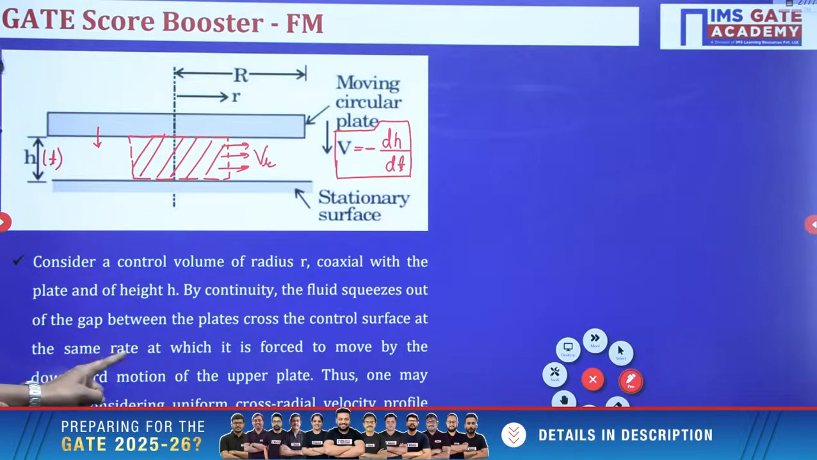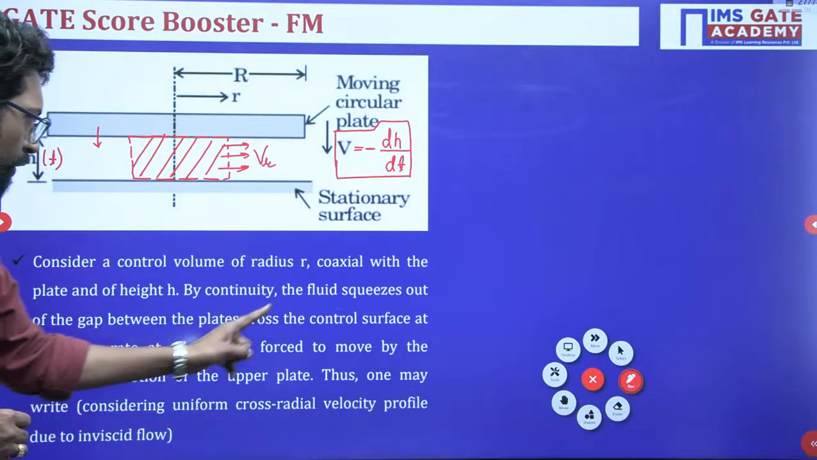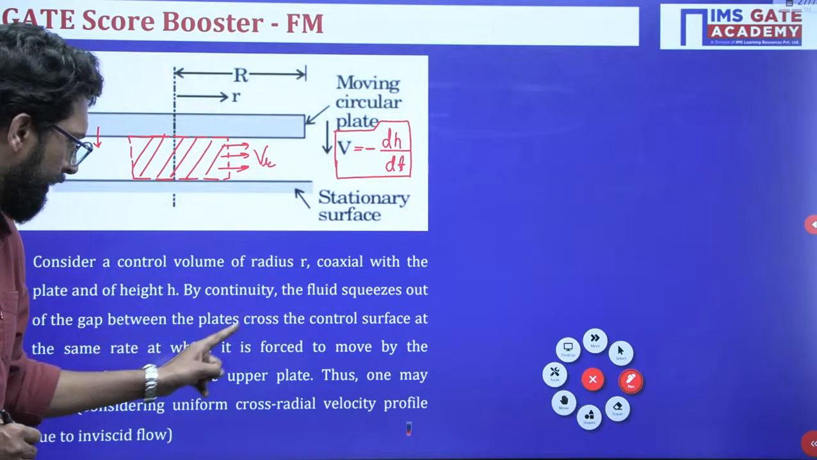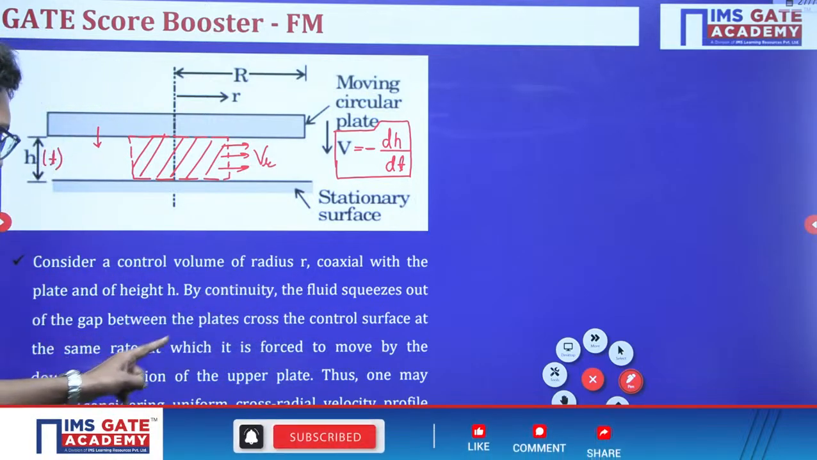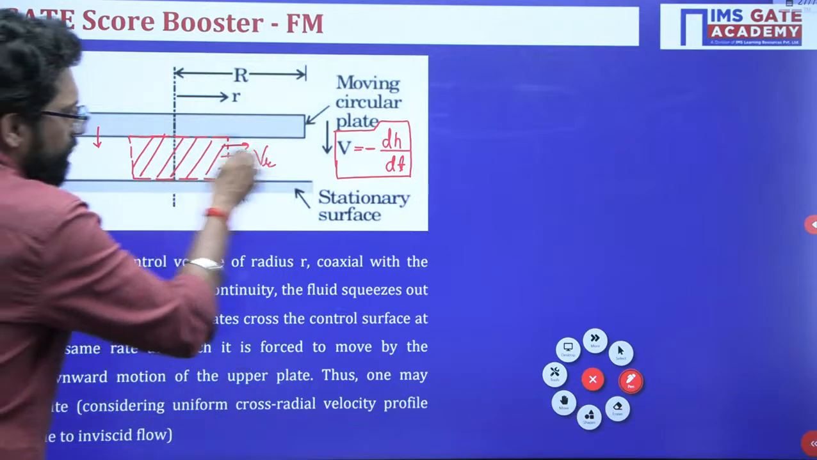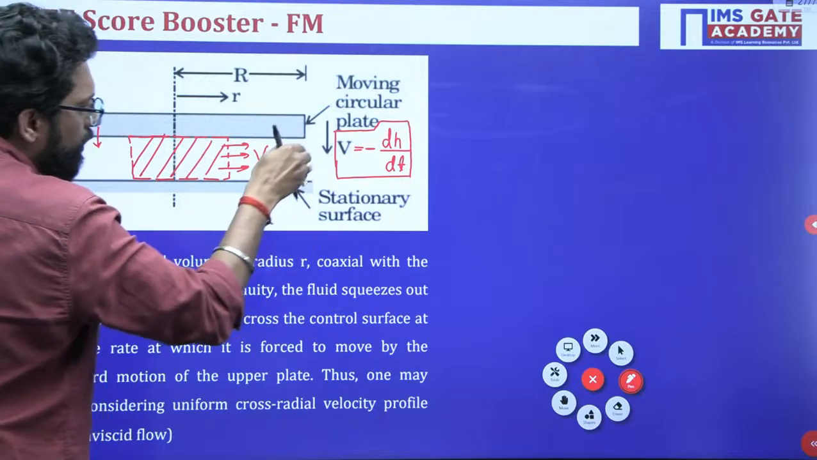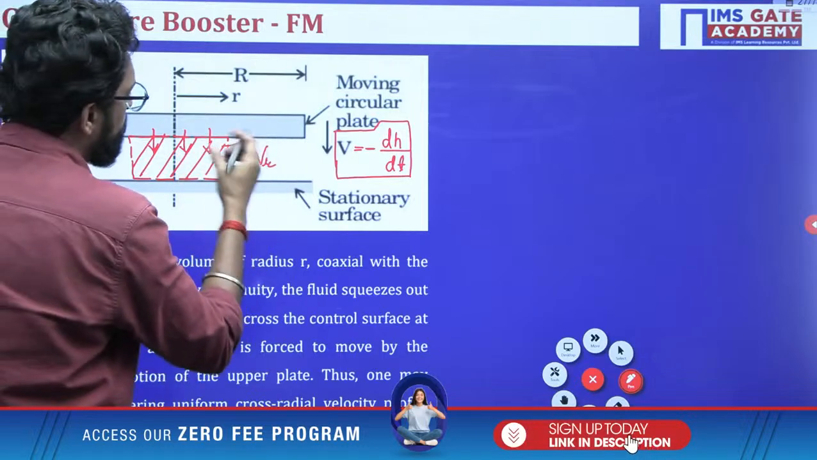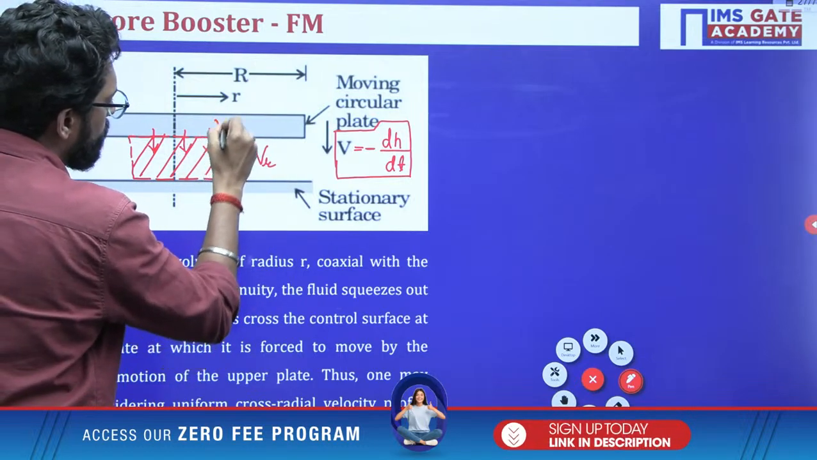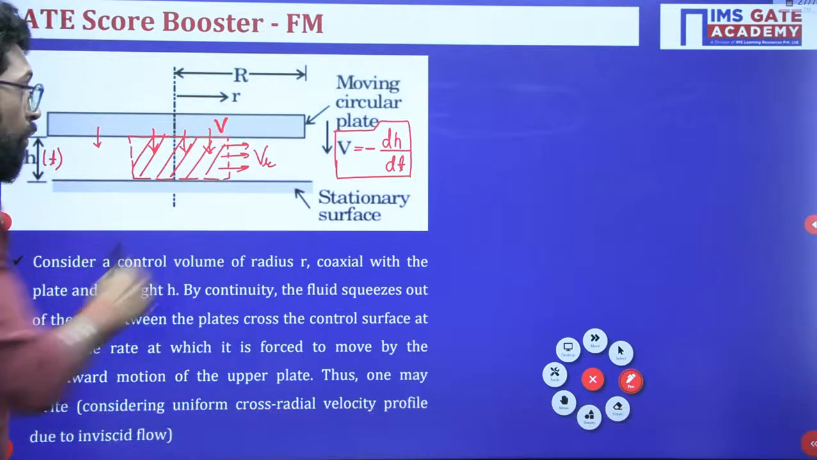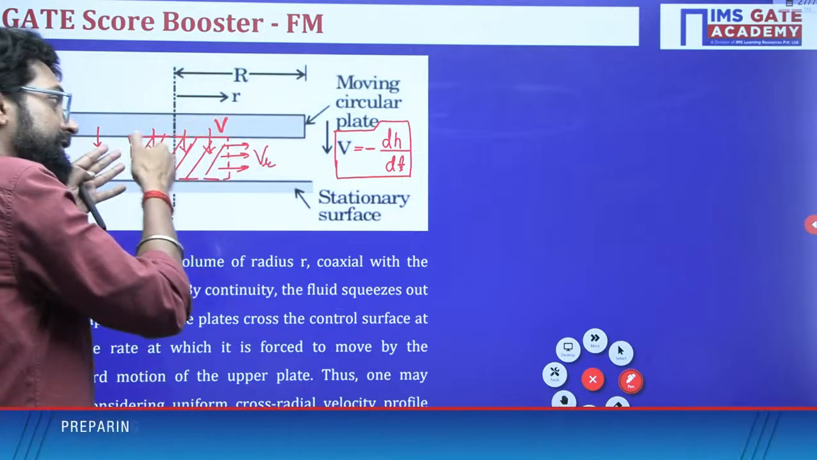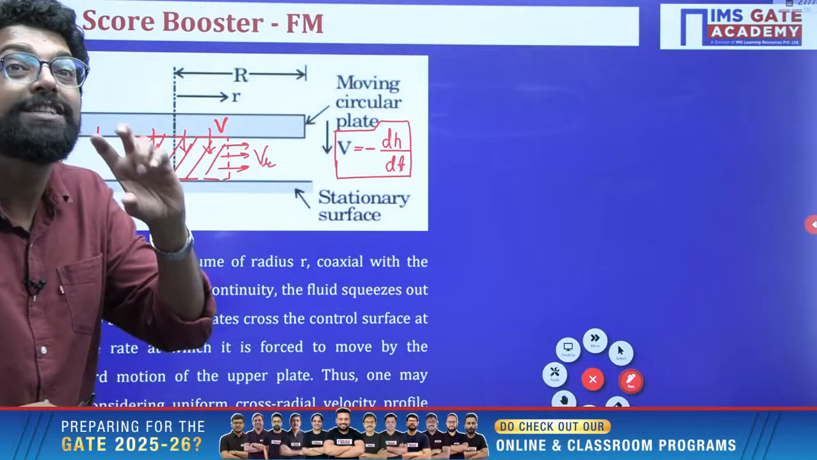The fluid flows out of the gap between the plates, crossing the control surface at the same rate at which it is forced to move by the downward motion of the upper plate. This velocity comes out when this plate is moving downward, yes or not? And this plate is moving downward with the velocity v. So whatever the rate of the plate moving down, the same rate the fluid will move radially outward. Why? Because the fluid is incompressible.